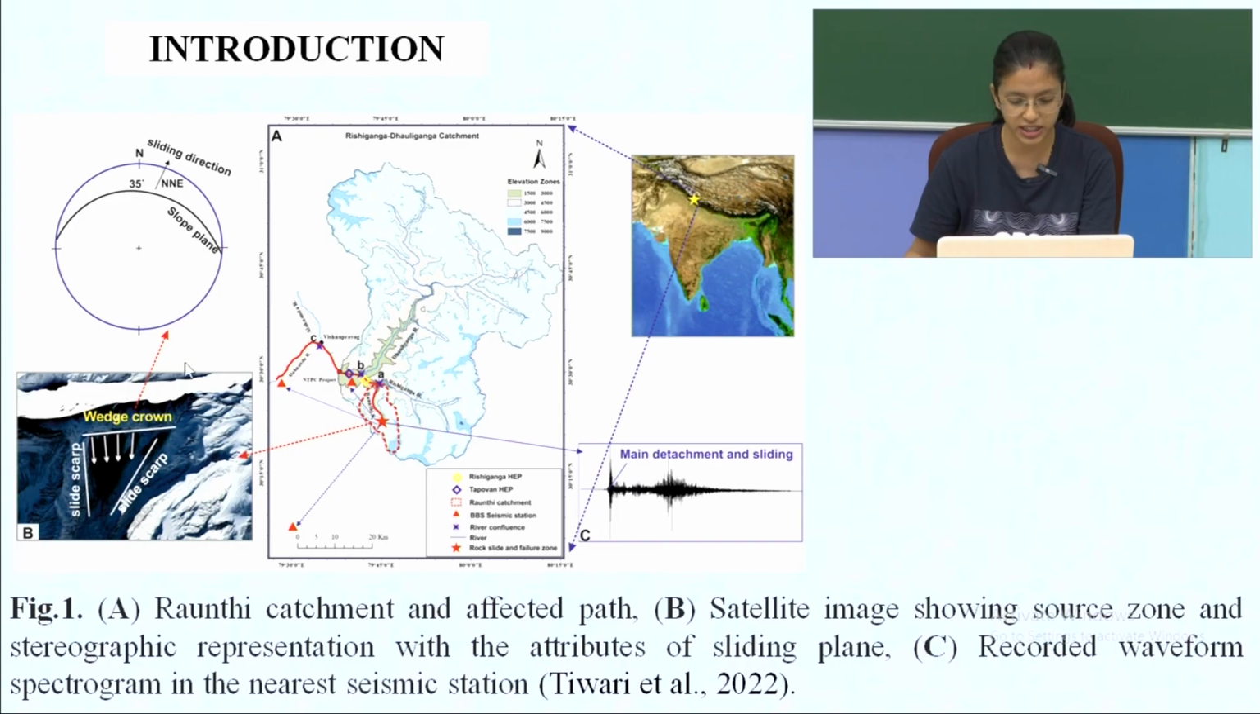This is the Raunthi catchment, the source of the avalanche. This is from where the wedge failure occurred. This red zone is marking the area affected by this avalanche. This is the 35-degree slope plane for the avalanche that occurred. The affected region was in the proximity of the Main Central Thrust in the Himalaya.